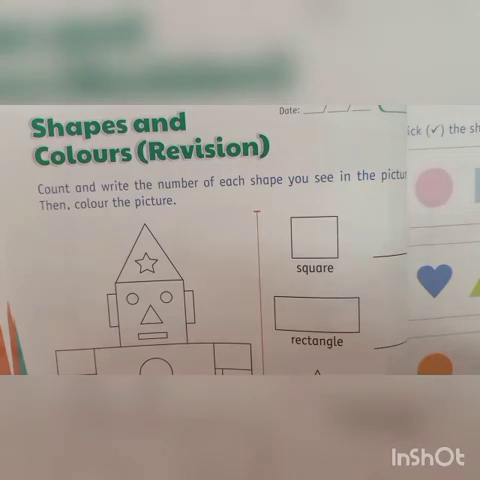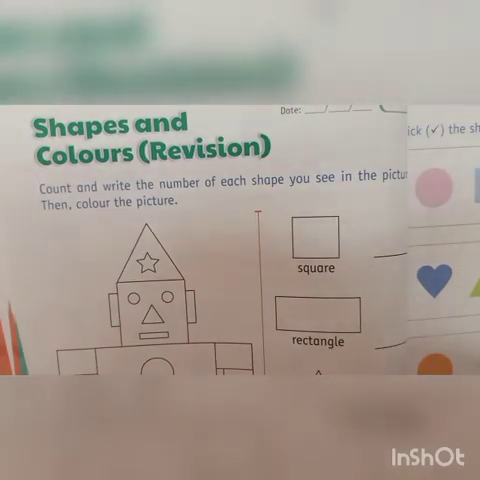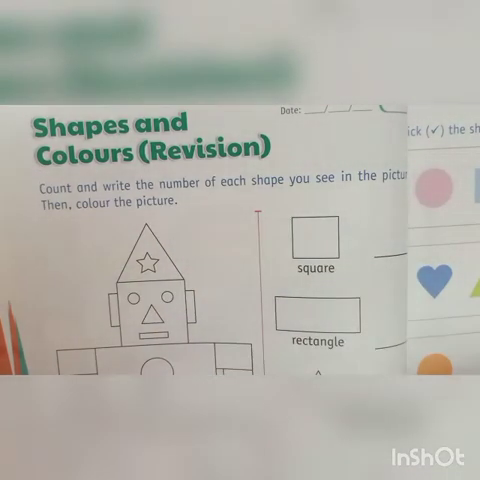Okay, so there will be a small revision on it. Count and write the number of each shape you see in the picture. Then color the picture. First, what you will do, you have to count and write the number of each shape you see in the picture. Then what will you do? You have to color the picture.